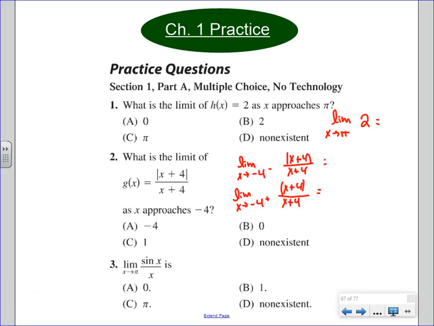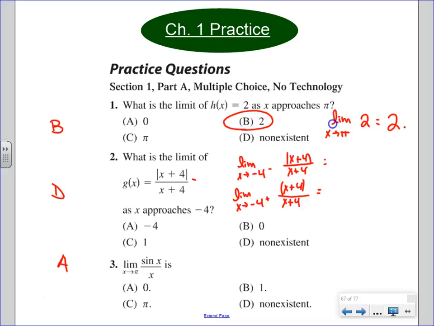Science could be 0. So now it would be A. What's the limit of any number, any constant? Itself. You don't have to plug in. Some of you got confused. It's okay. Just get confused today and get it tomorrow. The limit of any constant is itself.